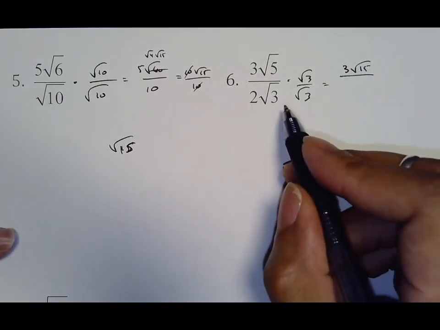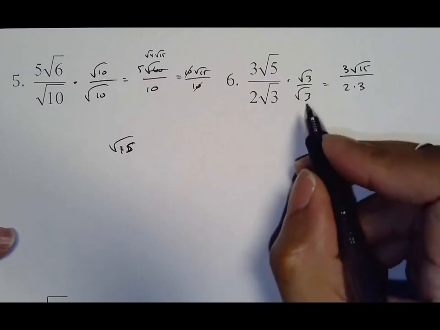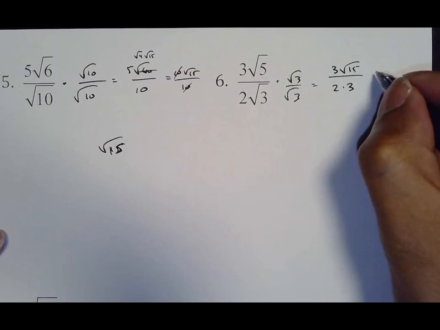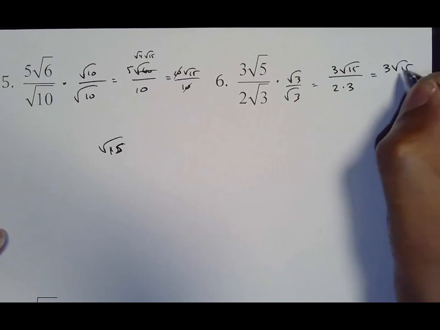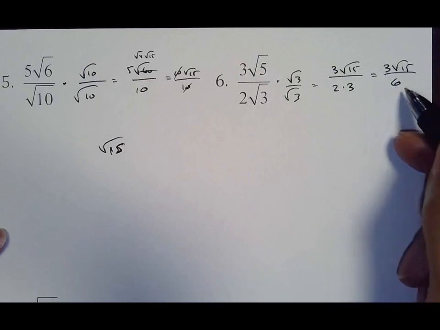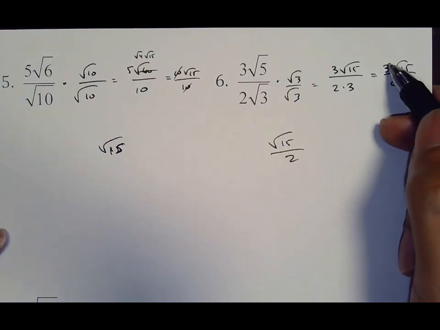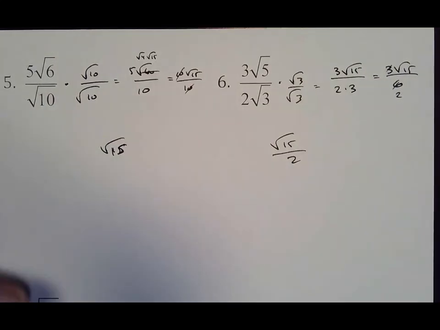And then on the bottom, remember this root 3 times root 3 is going to be a 3, but the 2 is still down there. So it actually ends up 3 root 15 over 6. And notice 3 and 6 can both be divided by 3, so it actually turns into root 15 over 2, because 3 goes away, 6 turns into a 2.